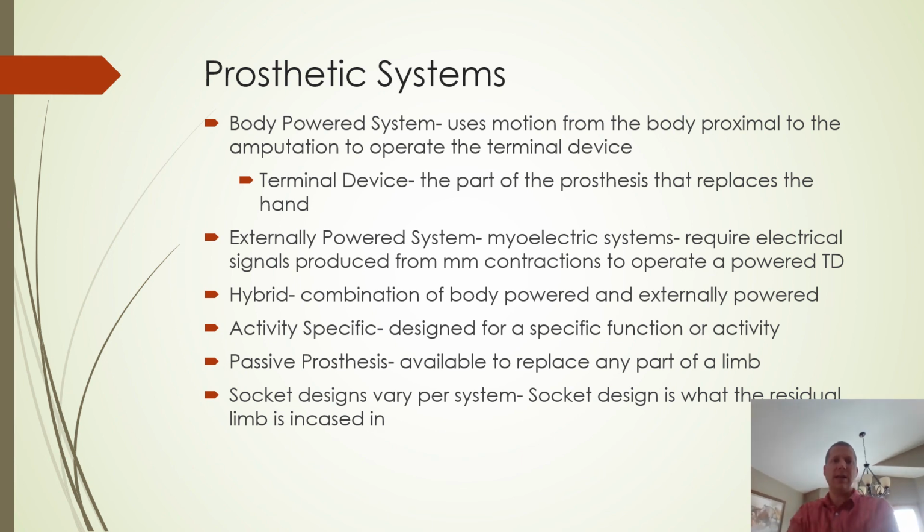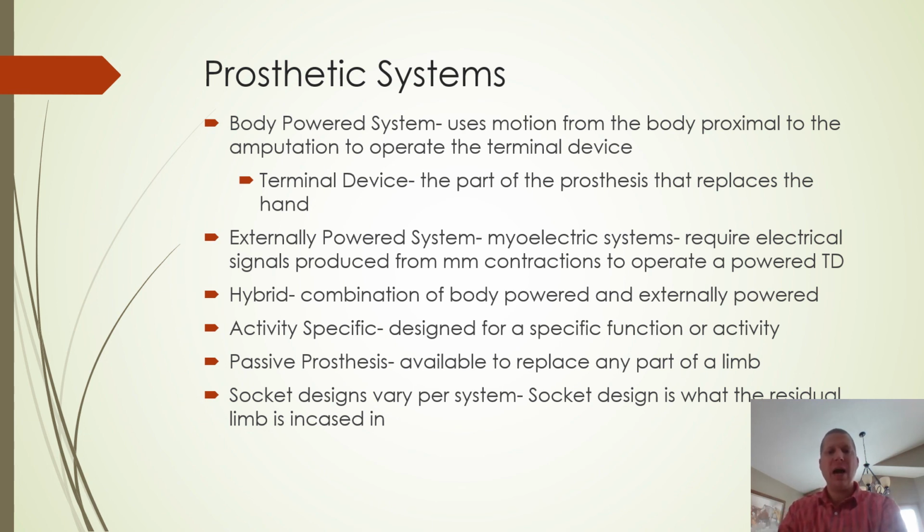Prosthetic systems can be a body powered system, and so this is where you would use motion from the body, actually proximal to that amputation, and that is going to help operate that terminal device. You hear people doing the shoulder shrug, and then that opens up the hook. That would be the terminal device. The terminal device is what they call the piece that replaces the actual hand.